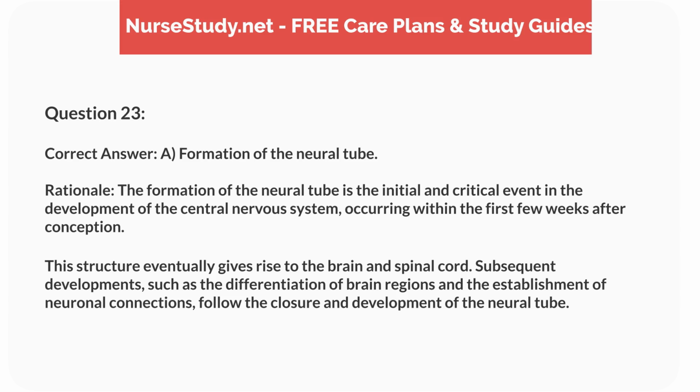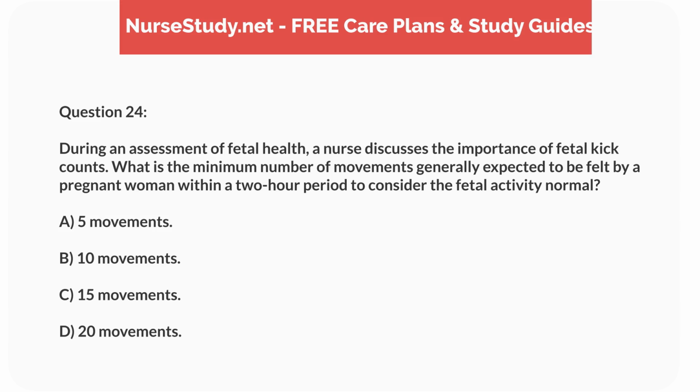Correct answer. A. Formation of the neural tube. Rationale: the formation of the neural tube is the initial and critical event in the development of the central nervous system, occurring within the first few weeks after conception. This structure eventually gives rise to the brain and spinal cord. Subsequent developments, such as the differentiation of brain regions and the establishment of neuronal connections, follow the closure and development of the neural tube.